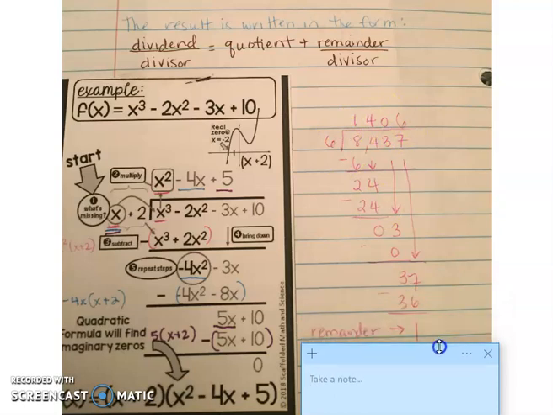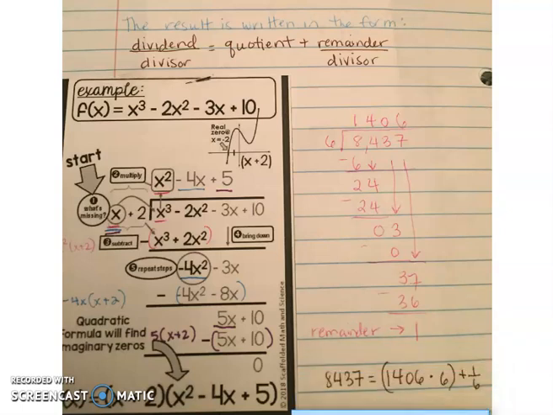This is called your remainder. And so what we have now is that 8,437, which is your dividend, is equal to your quotient, 1,406, times the divisor, plus 1. You could multiply 1,406 times 6 and you'll get 8,436. And then you will add, this should say plus 1, not 1/6. I'm so sorry. This would be plus 1. And so then you would have 8,436 plus 1, which is 8,437.